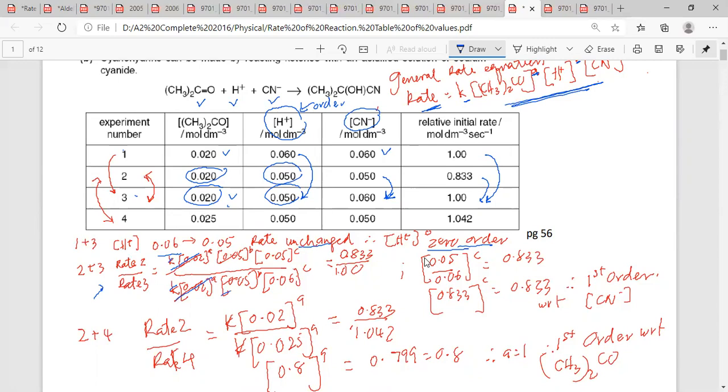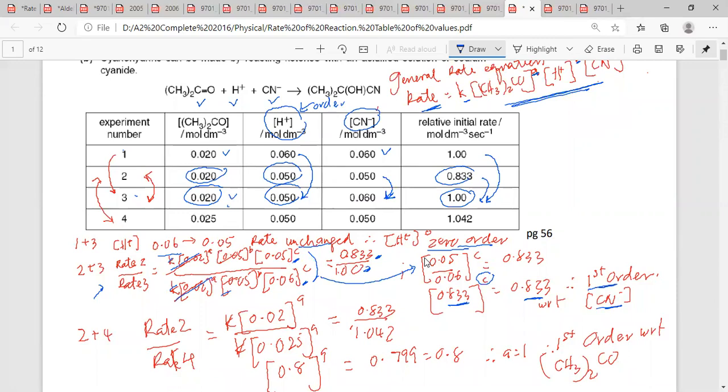So what is left behind is the concentration of your cyanide, which equals the ratio of the rates, the top one over the bottom one, for experiments 2 and 3. Now I equate it out, and this part equals 0.823. I find with the calculator it's the same, so C must be 1. So it's first order with respect to your cyanide.